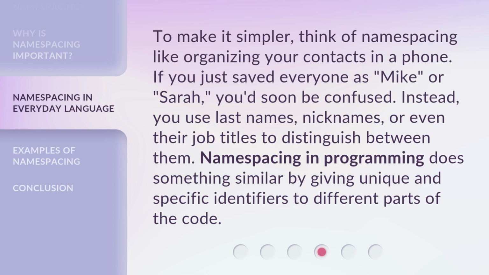To make it simpler, think of namespacing like organizing your contacts in a phone. If you just saved everyone as Mike or Sarah, you'd soon be confused. Instead, you use last names, nicknames, or even their job titles to distinguish between them. Namespacing in programming does something similar by giving unique and specific identifiers to different parts of the code.